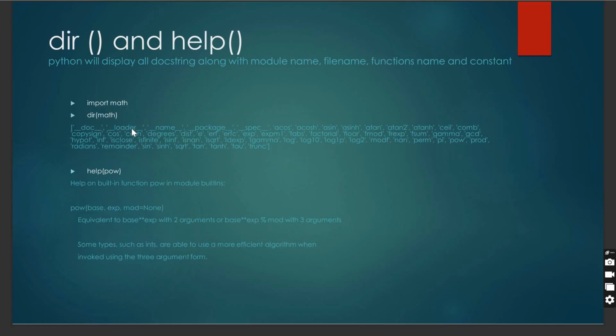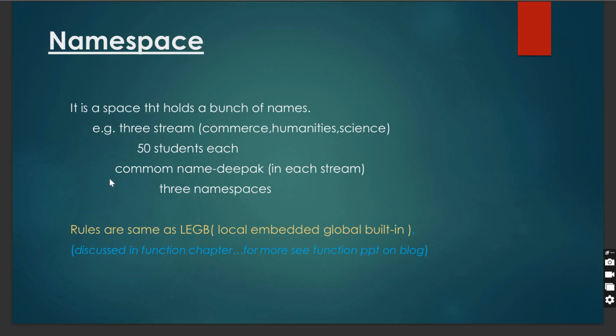Python will display all the docstrings along with the module name, file name, function names, and the constants. Here we have import math and dir(math). It will display all the names of the functions like factorial, floor, modulo, cosine, remainder, sine, square root, tan and log functions. If we want to know how a particular function should be used, we can specify help(pow). It will tell you how to use it, equivalent to base to the exponent, with two arguments. So this is how we can use the help command also.